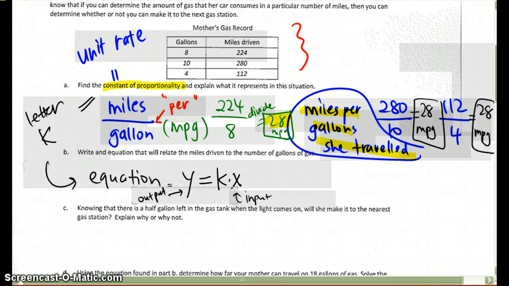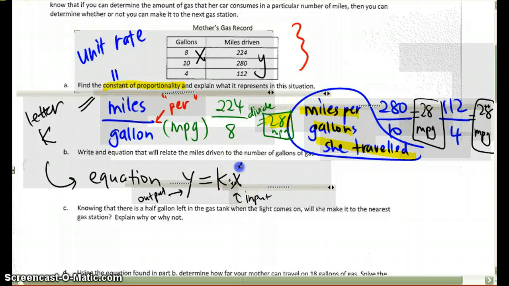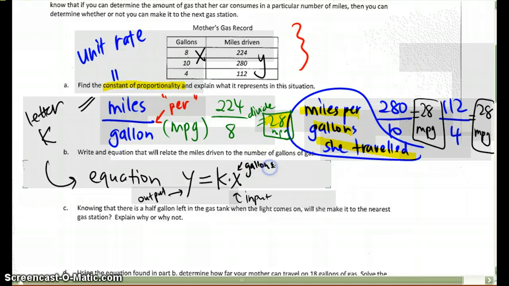For this specific question, and because it's set up in the table, the first part of the table is gallons. So that's going to be our x. We're going to put gallons of gas into the car. And what's going to come out, the output, is the miles that we get to drive based on the number of gallons we have. So our input is gallons, and our y output is miles. And so that's how it's going to be related.